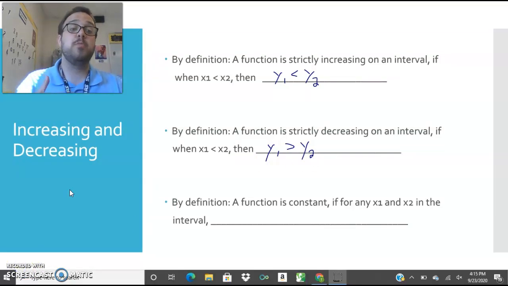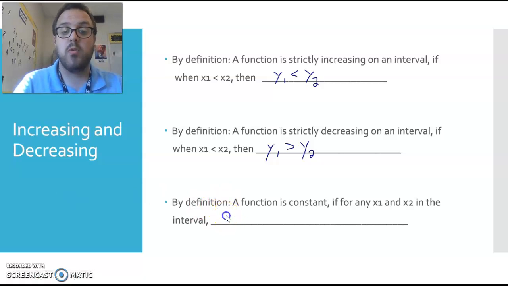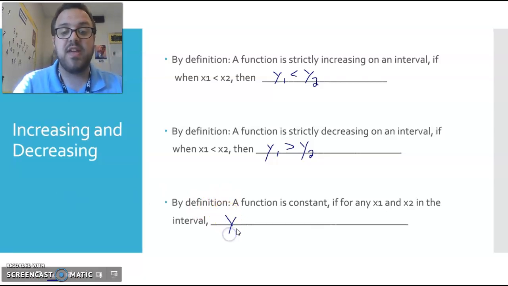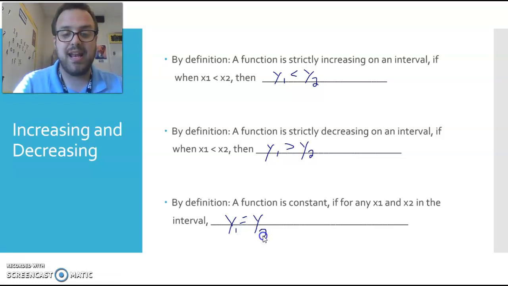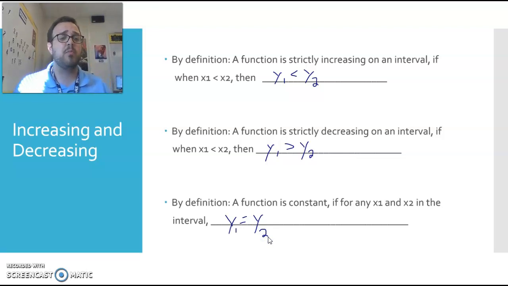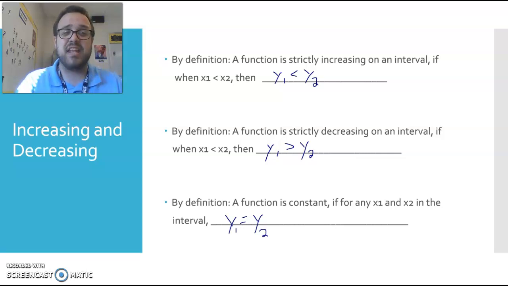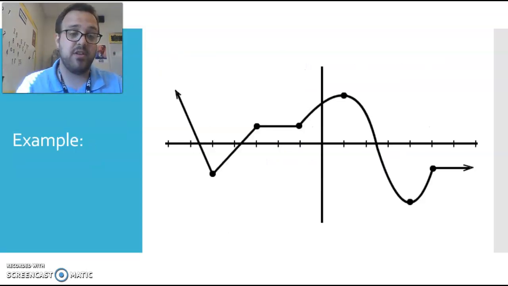Now, for a function to be constant, then y1 will be equal to y2. Basically, all your y values are the same on that interval, no matter what x values you're looking at, okay? And again, these definitions, when we look at them, are a little confusing. They're kind of weird algebra speak, okay? But, as we're going to see in a second, when we're actually looking at the graph, they're pretty easy to see if something's increasing or decreasing, and that's going to be the main thing we have to do.